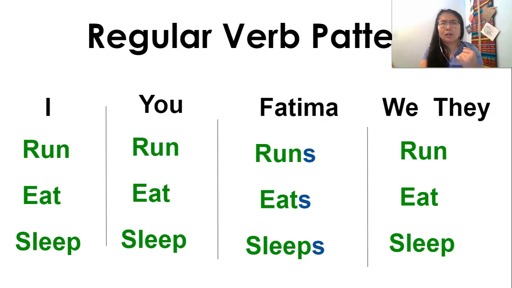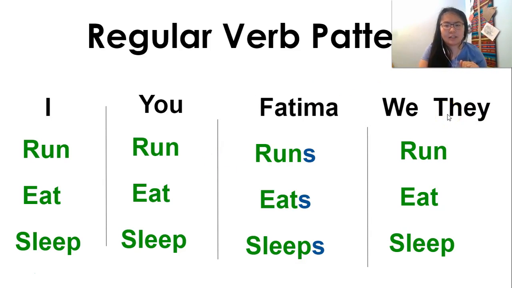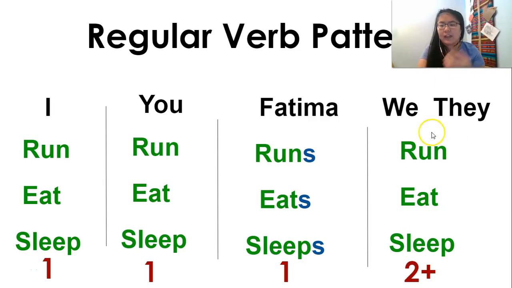So we will use this idea when we talk about our body parts, right? So our body parts would be it, right? It or they. It or they. And we'll talk about that in a moment. So Carlos and Fatima, right? So just remember, I sleep, you sleep, both singular. He, she, or it sleeps, singular, but plural is we and they, right? So we and they.